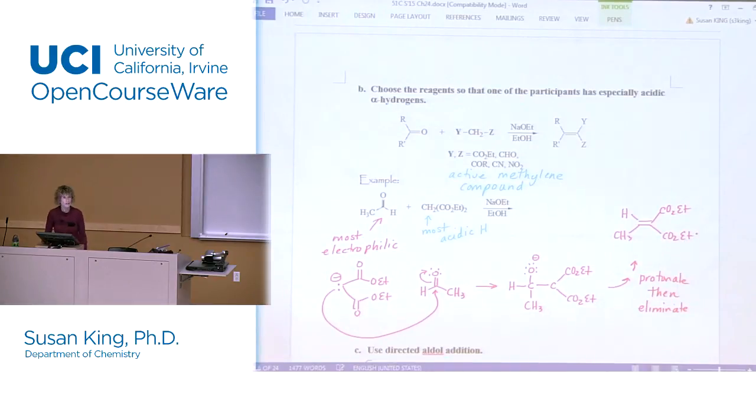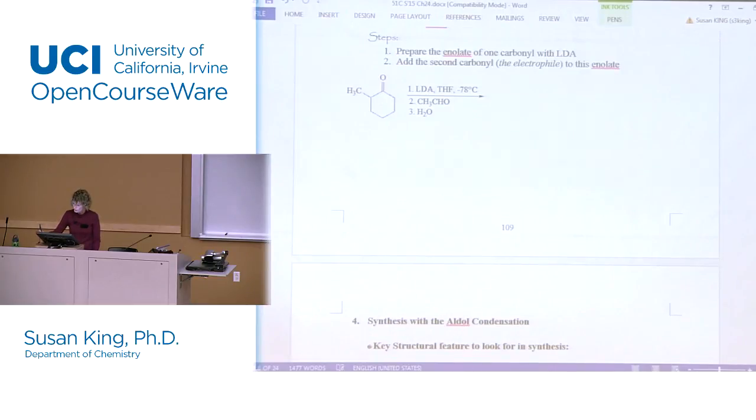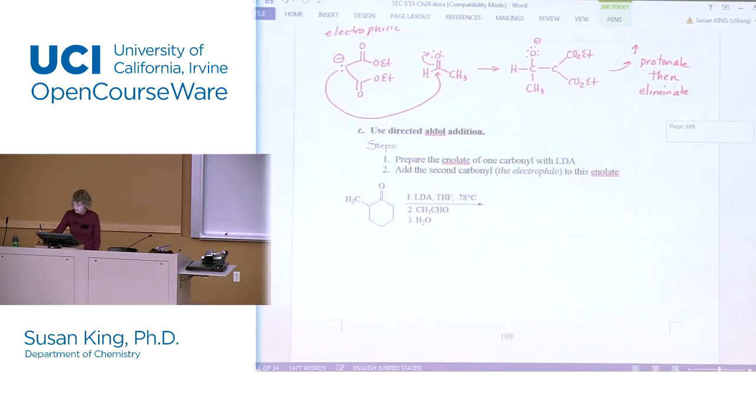And once again, you can't stop at the beta hydroxy carbonyl because the product is so stable. That double bond that you just formed is conjugated with both carbonyls of both esters. All right, so that's going to work really well. There's a third technique that we're going to use, and that's called a directed aldol, and this kind of puts you in the driver's seat.